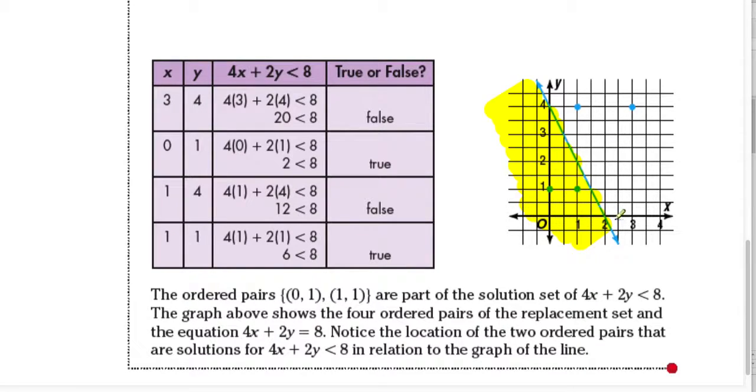Okay, and this is the half plane which makes it true. So if you try, for example, the ordered pair 0, 0, then 0 plus 0 less than 8 would be true, because everything to the left of that boundary will make it true.